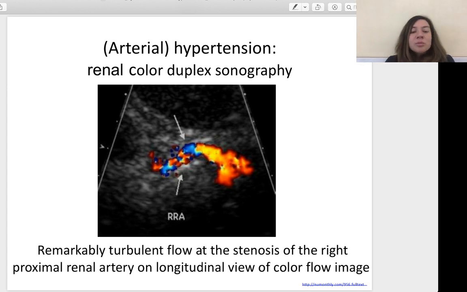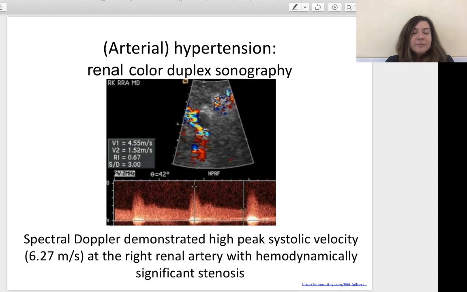It is remarkably turbulent flow at the stenosis of the right proximal renal artery on longitudinal view of color flow image. Here it is spectral Doppler too, which shows us high peak systolic velocity at the right renal artery with hemodynamically significant stenosis.